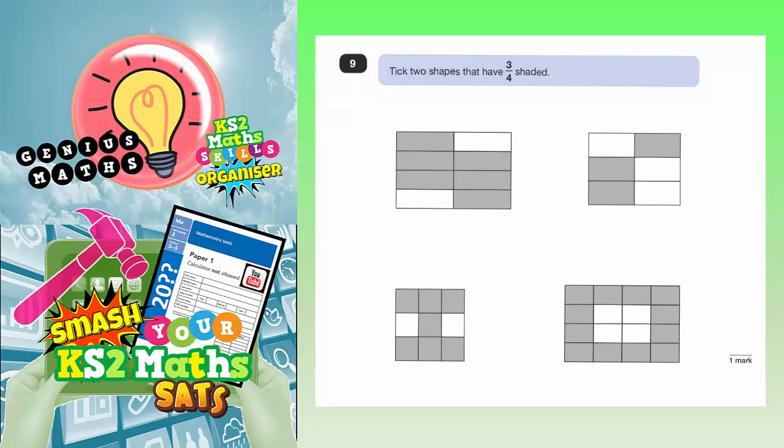Question 9. Tick two shapes that have 3/4 shaded. Well, the obvious thing to do here is think about equivalent fractions. Okay? Because obviously 3/4 is out of 4, and none of these shapes have 4 bits. So the first thing we might want to do is actually write down the fraction of each one that is shaded, and then think about if any of those fractions are equivalent to 3/4.